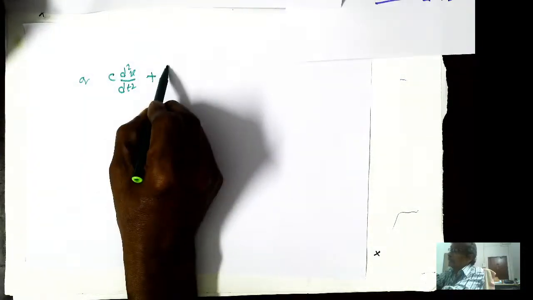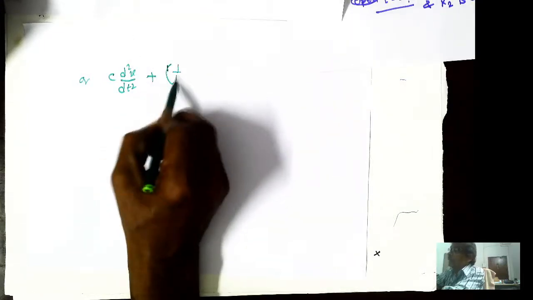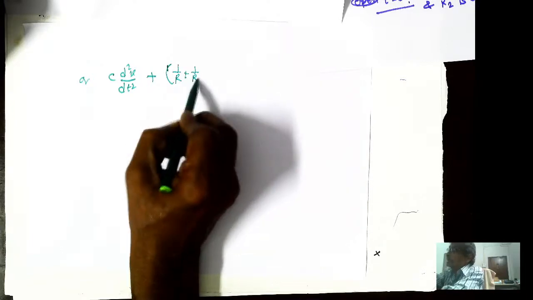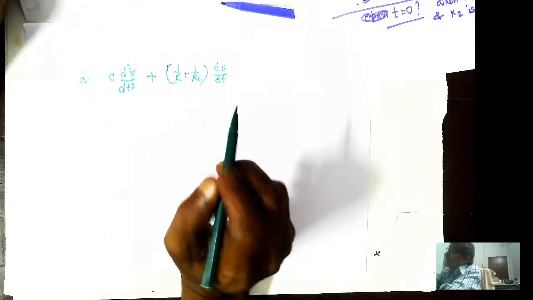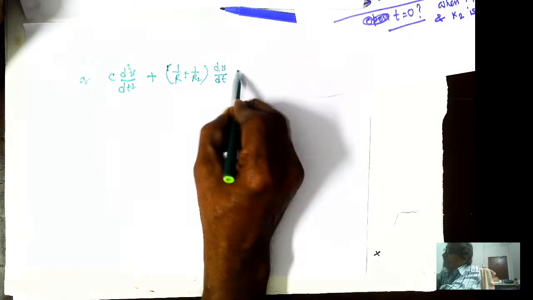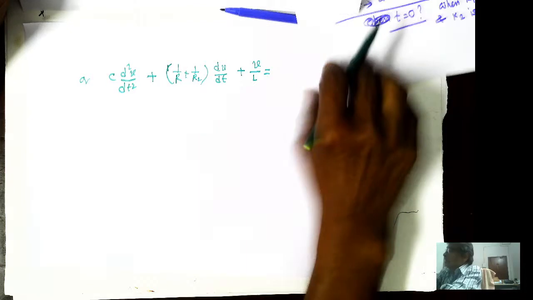If you bring something to the left hand side, you will get C d2V/dt2 plus 1/R plus 1/R2 into dV/dt. It was there already, isn't it? And plus V by L is equal to 12 by L.